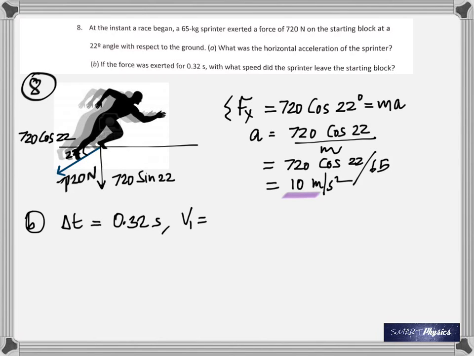Delta t is 0.32, v1 is 0. Looking for the final velocity, acceleration is given, 10 meters per second. Go ahead.